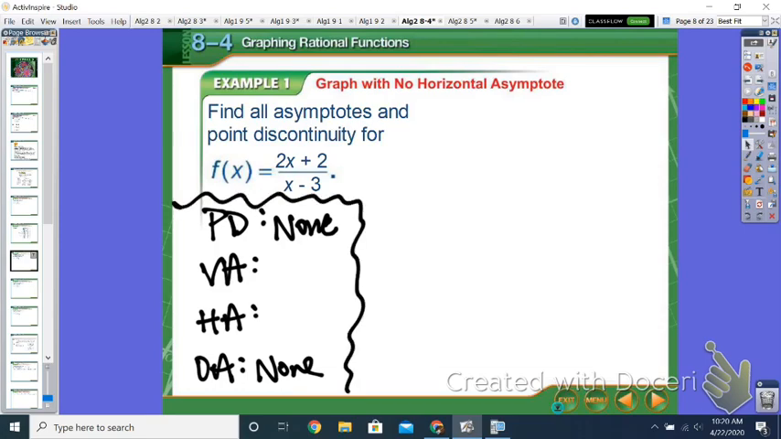Okay, so vertical asymptote should be x equals 3 because that's where the denominator would be 0. Horizontal asymptote. So if you look at your bullet points again, this is the third one. Their degrees are equal. The degree of the numerator is 1. The degree of the denominator is 1. So it tells us to divide their leading coefficients. So their leading coefficients are 2 and an invisible 1. So 2 over 1 is 2.